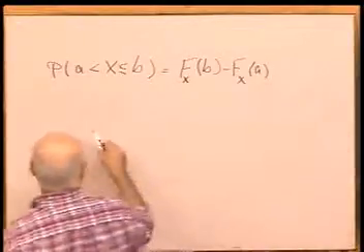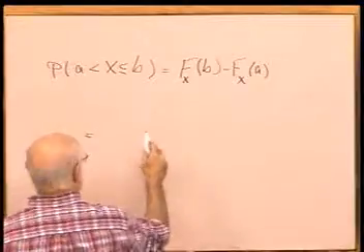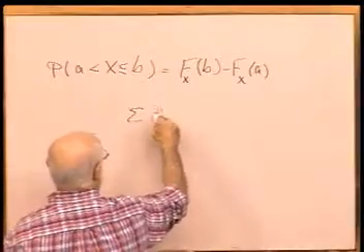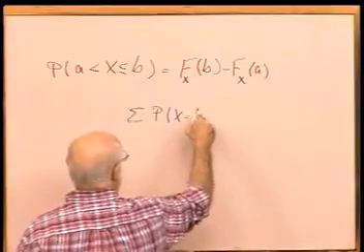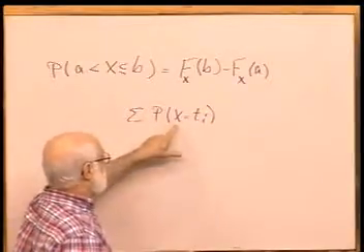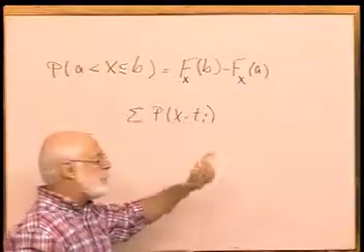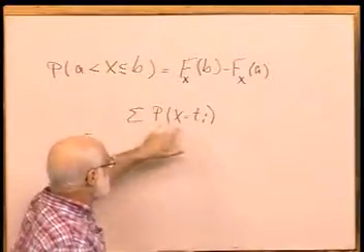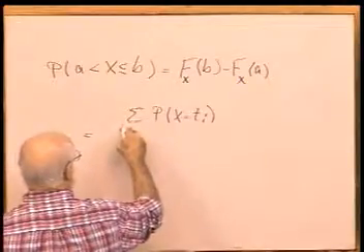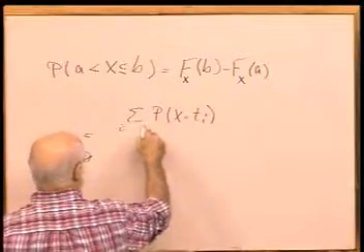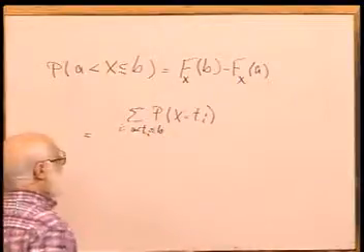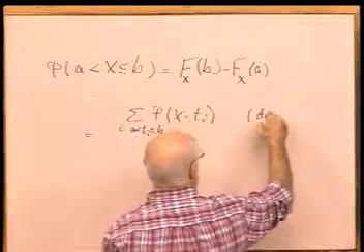Now, if the random variable happens to be discrete, then this probability is given by the sum of the probability that x takes the value t sub i. Remember, if the random variable is discrete, what that means is that it takes values in a countable set, which we call t1, t2, and so forth. You add those probabilities up over all values of i such that t sub i lies between A and B. So that's the case in which x is discrete.